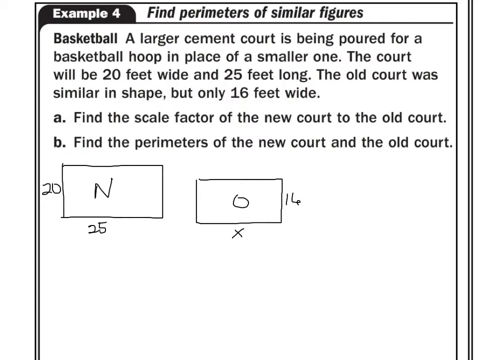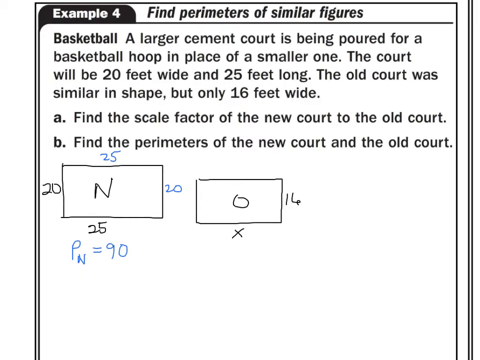I don't know the length. So, if I look at the shape of the new court, I can figure out the perimeter because I know this is a rectangle, that this is going to be 20 and that's 25. So if I add all four of those up, the perimeter of the new court is going to be 25 and 25 is 50, 20 and 20 is 40, 50 and 40 is 90. We know the perimeter of the new court is 90. Now, I can still figure out the scale factor.